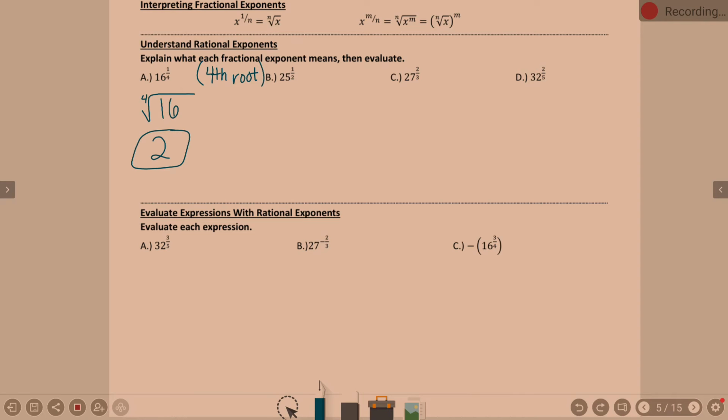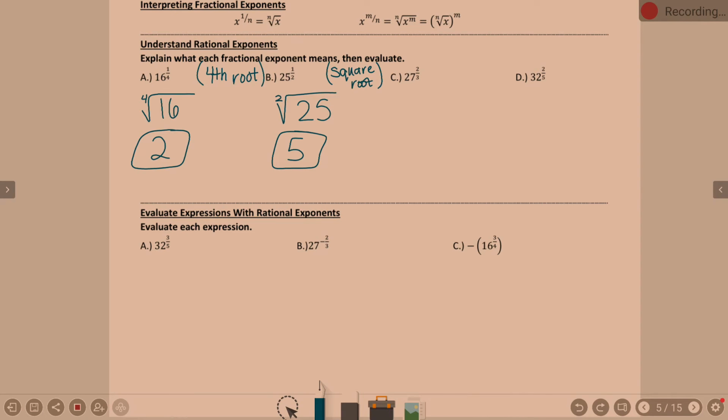So B. Can you do B? What does 25 to the 1/2 mean? 25 is under the radical. 1/2, so that denominator of 2 means this is a square root. Now, do I really have to write that little 2 there? No. If there's no number there, you guys know, this is old news, that that's a 2. So this is indicating a square root. What is the square root of 25? 5.